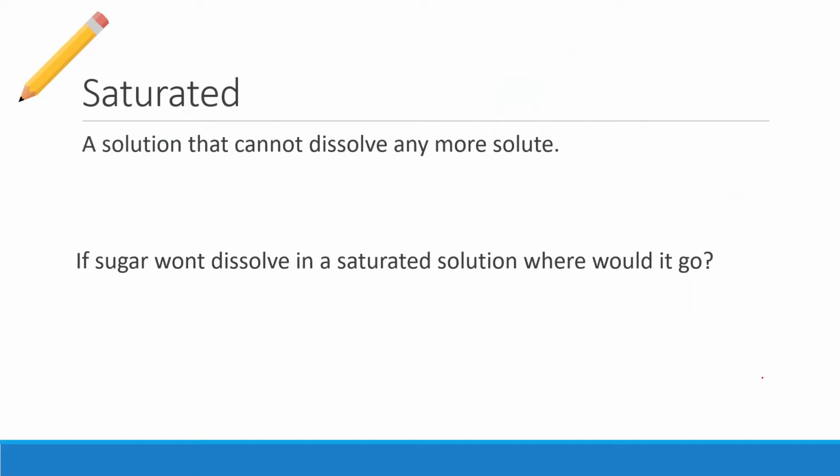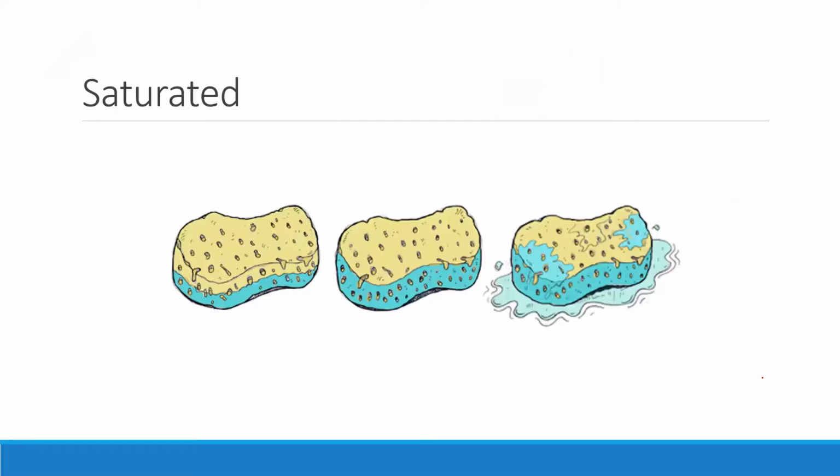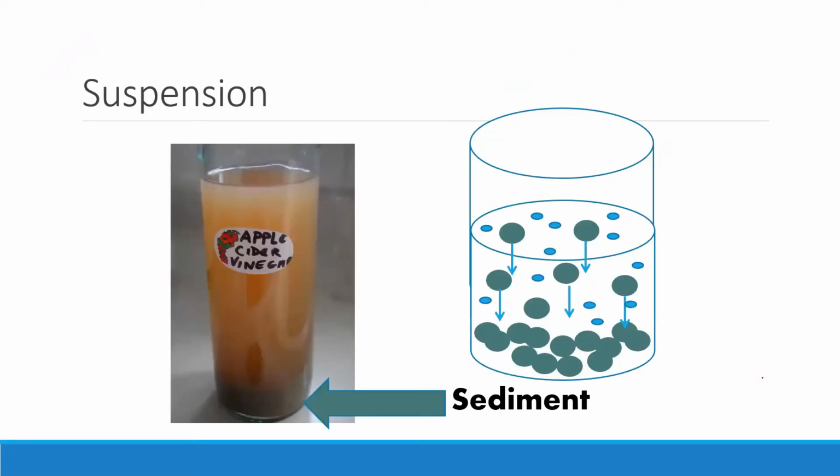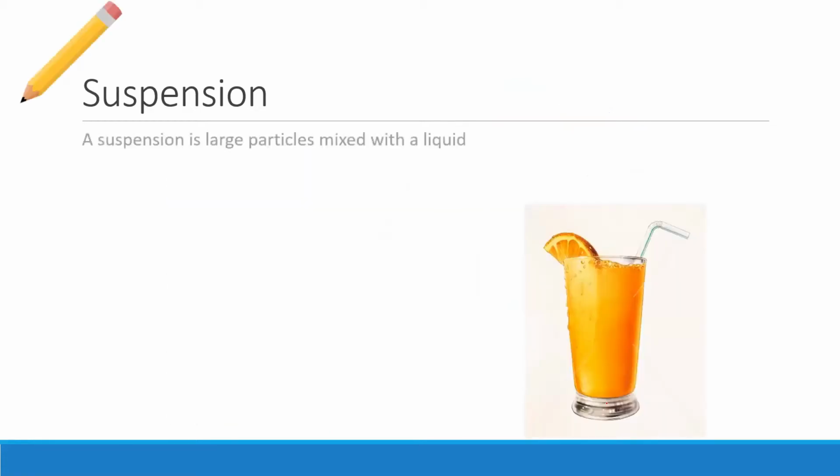And then I told you guys that with saturated, where would it go? It would sink to the bottom. I then said, well, okay, what is a suspension? A suspension is when things sink to the bottom. When they do sink to the bottom, it's called sediment. So what is a suspension? A suspension is large particles mixed with a liquid.